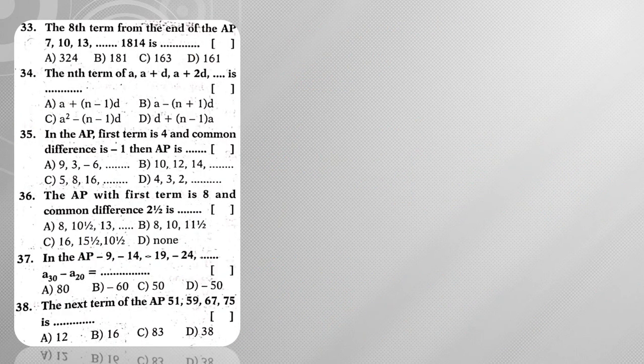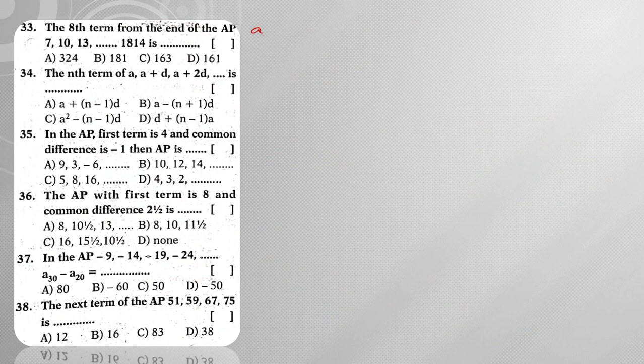Next, question number 33. The eighth term from the end of the AP 7, 10, 13 and so on, 1814, is. So it is asking you to find out the eighth term from the end. So to find the eighth term from the end, first of all we need to find how many terms are given.